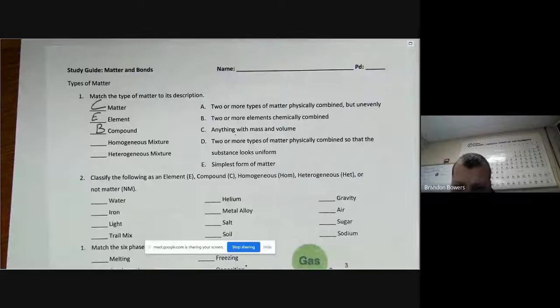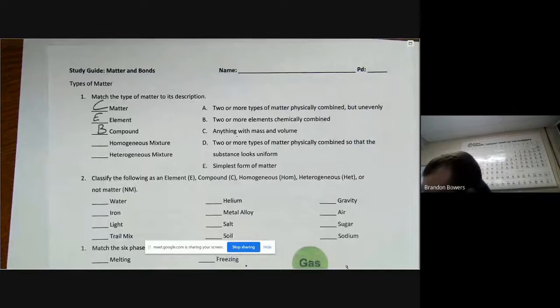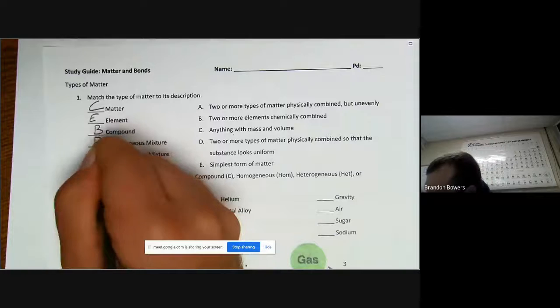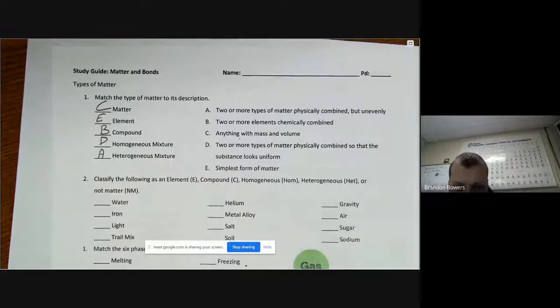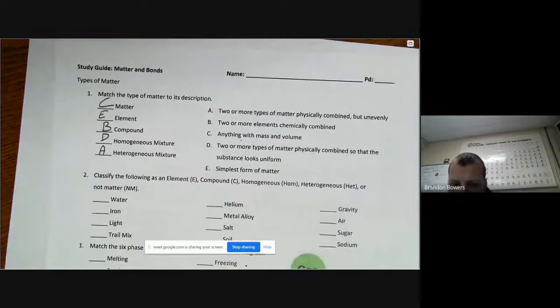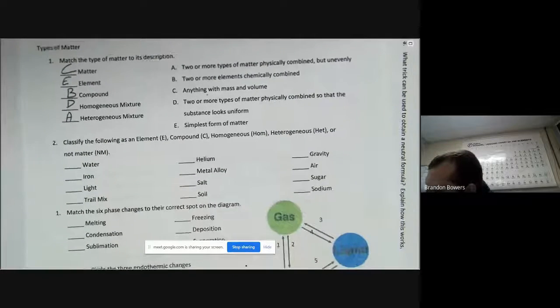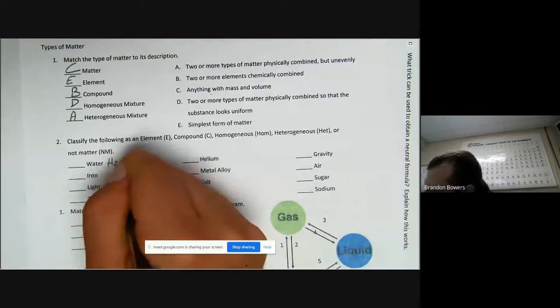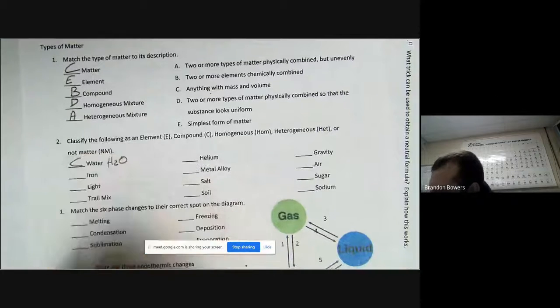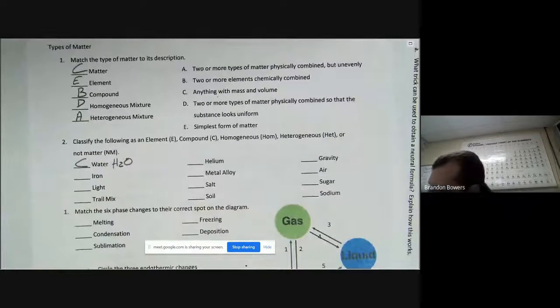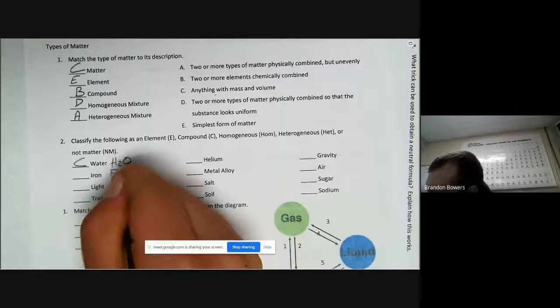That's going to be D. And that leaves heterogeneous to be A. Okay. Similarly, the next section kind of goes along with that. Water is actually known as H2O. So that is a compound. Iron is Fe. So that's an element.